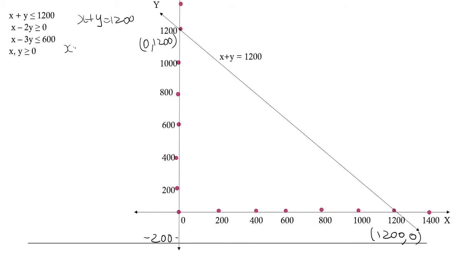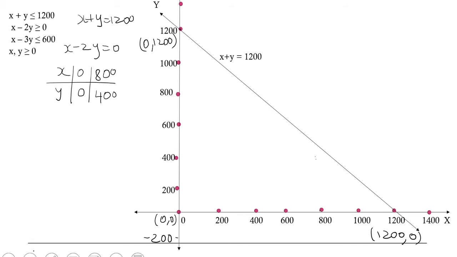The next equation is x minus 2y equal to 0. It is a line which passes through the origin. When x is 0, y is 0. Let me take when y is 400, x is 800. So this is the point 0 comma 0, and the next point 800 comma 400. In your graph sheet it will be easy for you to plot. So join these 2 points with the help of a straight line.